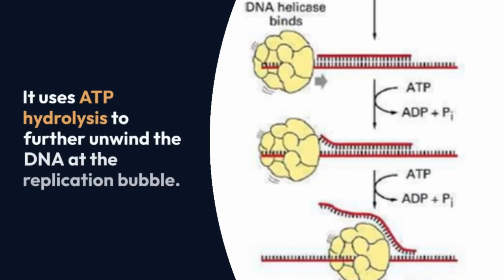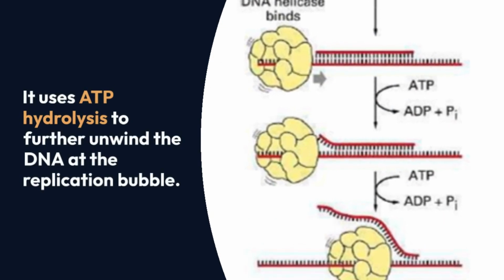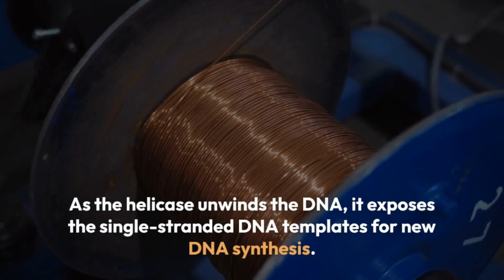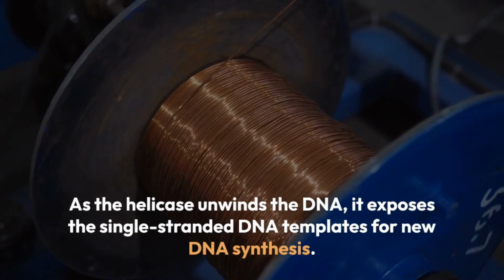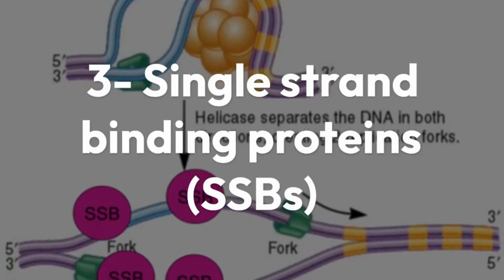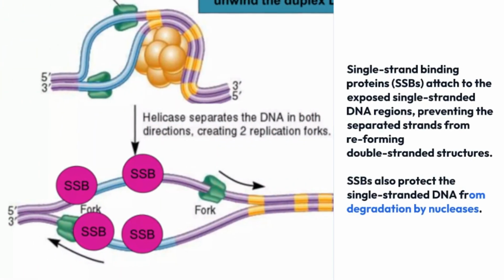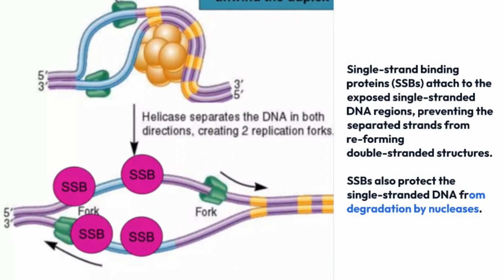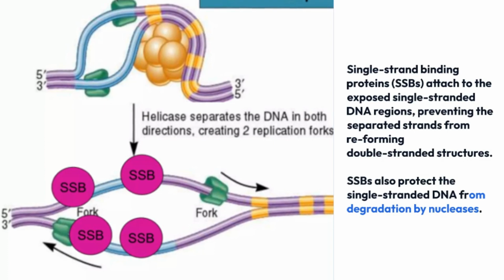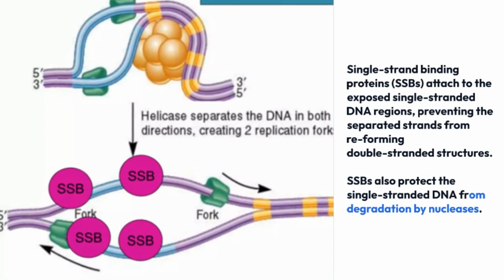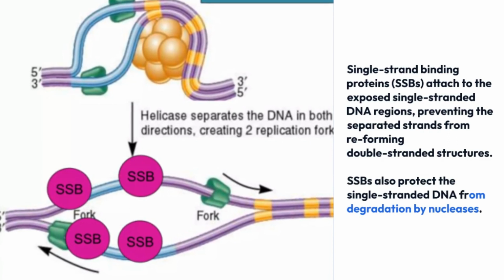It uses ADP hydrolysis to further unwind the DNA at the replication bubble. As the helicase unwinds the DNA, it exposes the single-stranded DNA templates for new DNA synthesis. Single-strand binding proteins, SSBs. Single-strand binding proteins, SSBs, attach to the exposed single-stranded DNA regions, preventing the separated strands from reforming double-stranded structures. SSBs also protect the single-stranded DNA from degradation by nucleases.